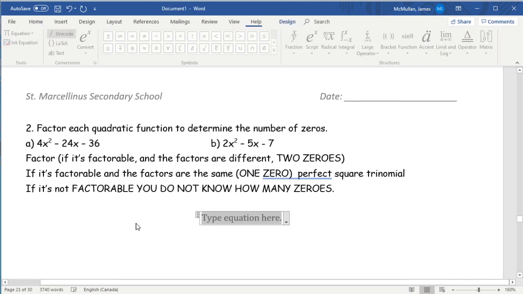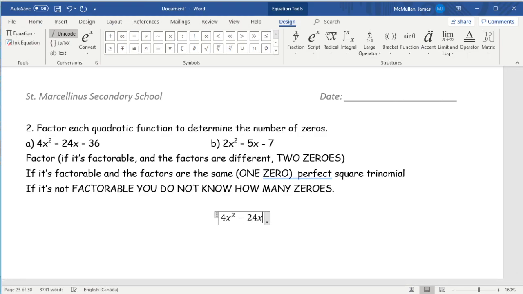Let's try to factor the first one: 4x squared minus 24x minus 36. Factor out a 4, we get x squared minus 6x minus 9, which we then factor into x minus 3 squared. No. Sorry, I fell into a trap. It's not x minus 3 squared.